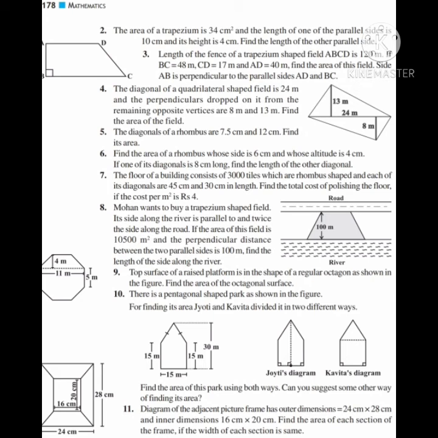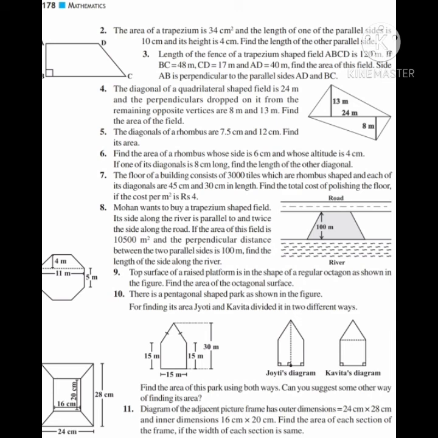Now question number 3, length of the fence of the trapezium shaped field ABCD is 120 meter. So what do we have? We have perimeter of the trapezium. If BC is 48, CD is 17 and AD is 40. Find the area of this field.